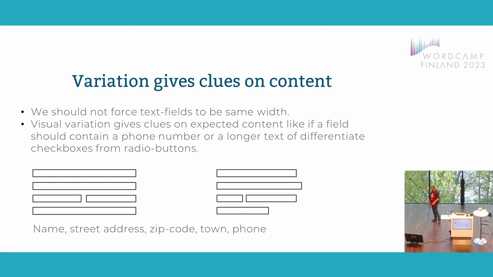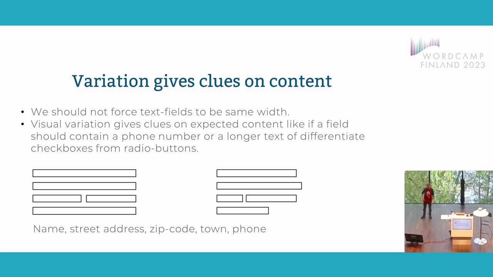And also variation on text fields. Some people like to make the lines even, like changing lines: equal, long, long, broken, long. This is symmetric and looks nice from a certain point of view, but it's not really usable. So here we also want to avoid similarity.